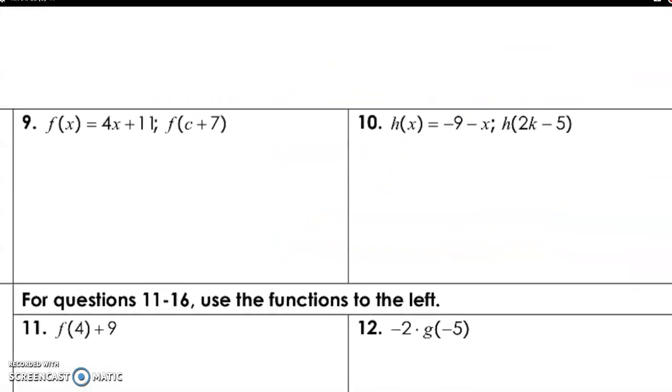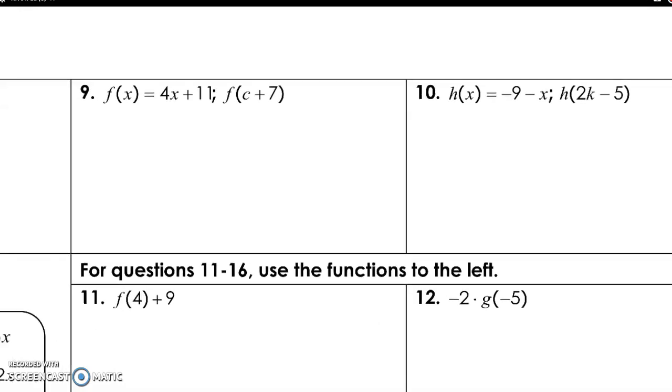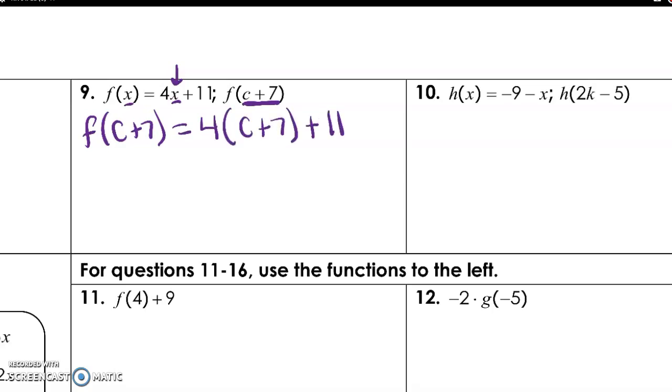So these first two problems on page 3-13, instead of giving a number to plug in, they're giving us a new expression. So we can see in number 9, c plus 7 is what's in the parentheses. So all you do is wherever there's an x, you need to replace it with whatever's in the parentheses, which is c plus 7. It is absolutely necessary to put your parentheses after the 4 when you rewrite it. So we would do f of c plus 7 equals 4 parentheses c plus 7 plus 11. So you put the parentheses just where the x is, and c plus 7 is what goes in there.